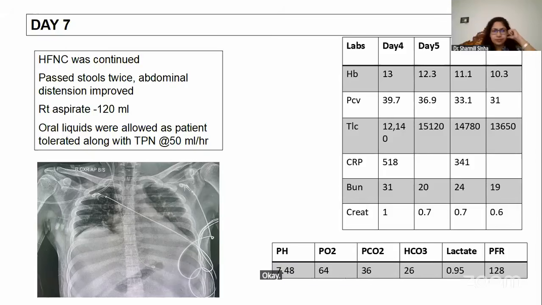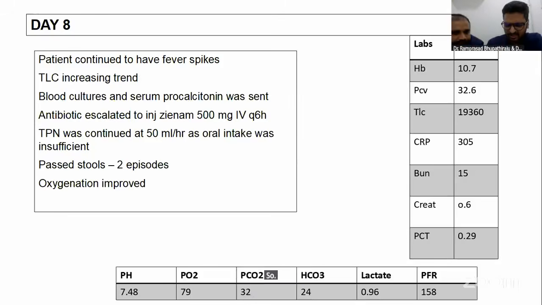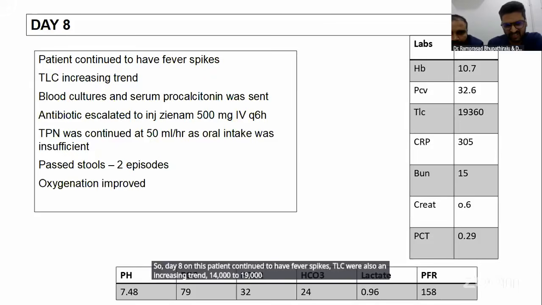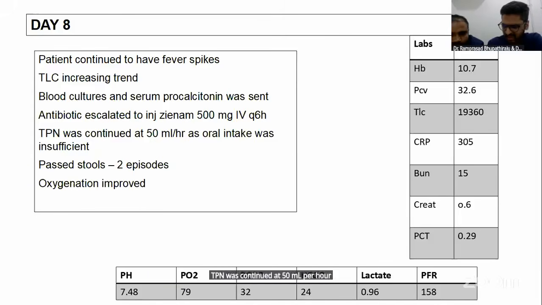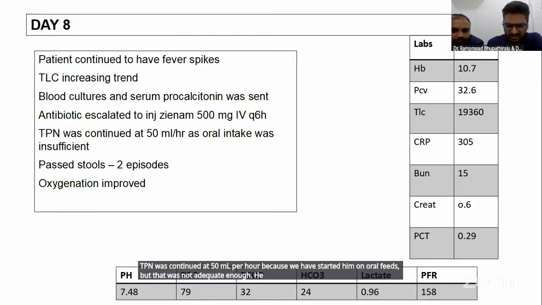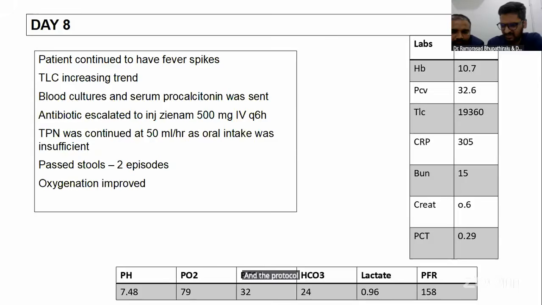Okay, proceed. So day 8, the patient continued to have fever spikes. TLC was also on an increasing trend, 14,000 to 19,000. We have sent blood cultures and serum procalcitonin, and antibiotics were escalated to injection meropenem. TPN was continued at 50 ml per hour because we have started him on oral feeds, but that was not adequate enough. He passed stools, 2 episodes. Oxygenation also improved on day 8, PF ratios were around 158. And the procalcitonin that we sent came out to be 0.29, which is negative.